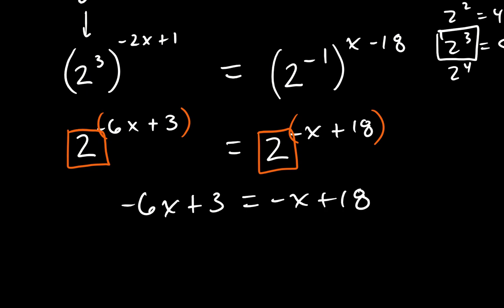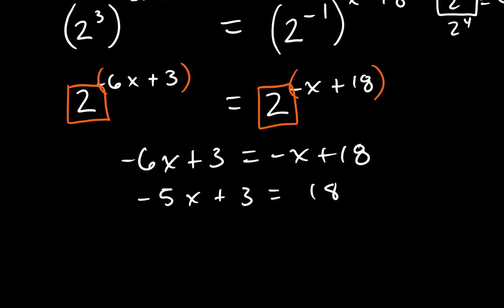And then solving for x, I'm going to add an x to both sides. So this is going to become a negative 5x plus 3. And over here, because I'm adding an x, I no longer have an x. It's negative x plus x is 0. I'm going to take away 3 from both sides, so I get negative 5x equals 15. You can see I subtracted 3 from both sides. And now I'm going to divide both sides by negative 5. So x is negative 3.